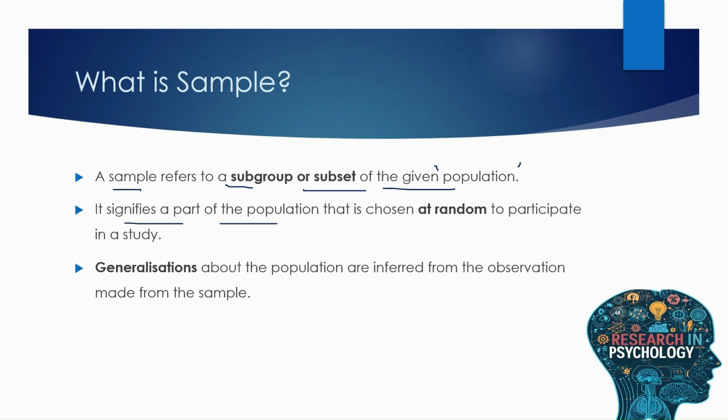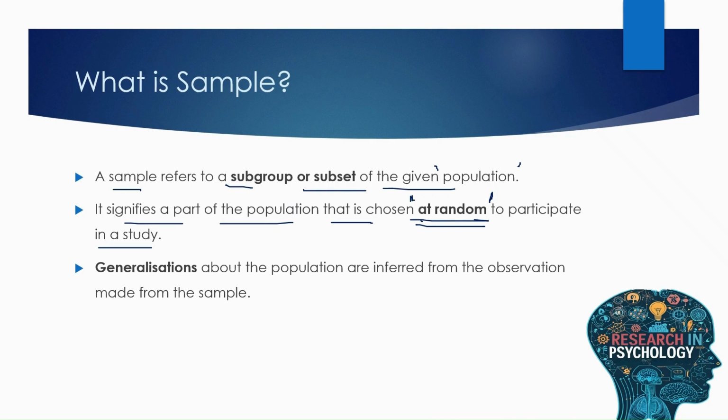It signifies a part of the population that is chosen at random to participate in a study. Now, this is the most important part of it. The sample must be chosen at random, which means every single individual or every single unit in the population has an equal probability to be a part of the sample. There is no case where a person has a higher probability or the other person may not be chosen at all. Nothing of that sort. Every single individual will have equal probability. There's an equal chance that anybody can be chosen for the sample or for the study.